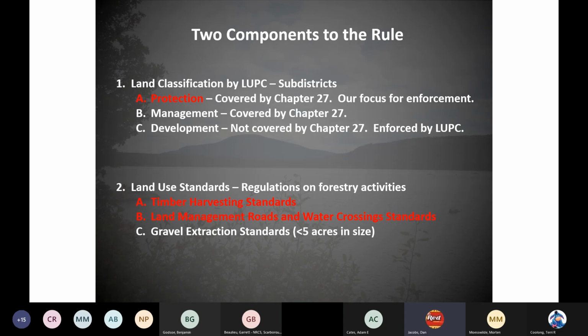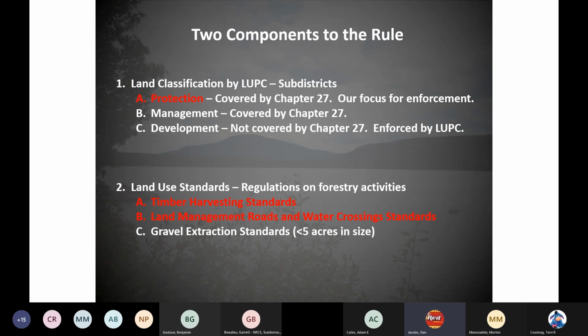I broke the rule down into two main components to try to make it easier to understand. The first component that we'll talk about is the land classification by LUPC, the sub-districts. This is basically the zoning. And the zoning breaks down into three categories: the protection sub-districts, which are covered by Chapter 27. That's where we're going to focus today.